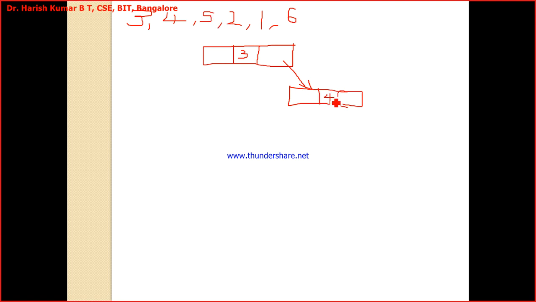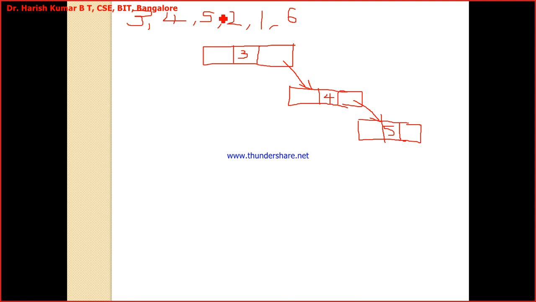I compare 5 with 4. 5 is greater than 4. Now again I'll check whether I need to travel along the right subtree of 4. And there is no right subtree of 4 because this is null right now. Okay, so I understood it has to be inserted towards the right side of the node 4. So I create a new node. I assign the info field of this node as 5, and in the right link of this node I store the address of this.